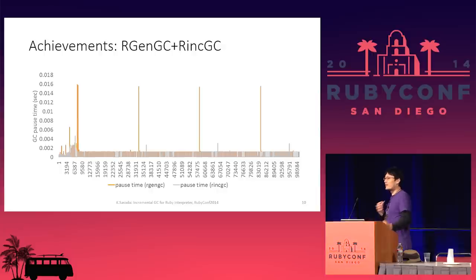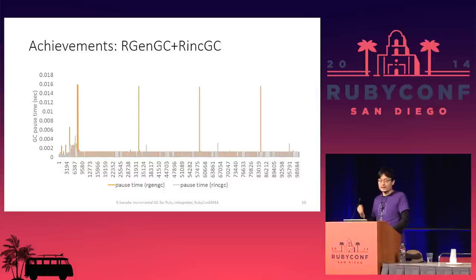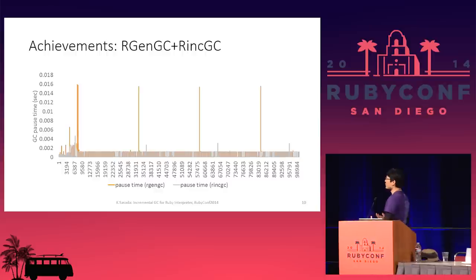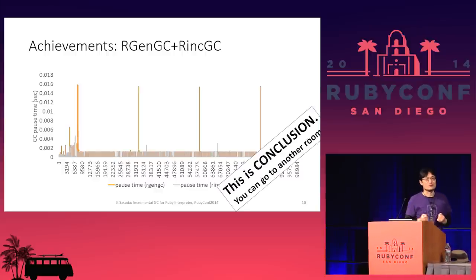So this is the result of our trial. The orange line is generational GC only, and the gray line is the pause time with incremental GC. We can see there are no long pause times with incremental GC. So this is our achievement. And this is the conclusion of this presentation.